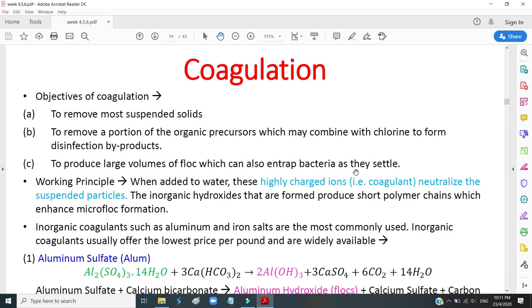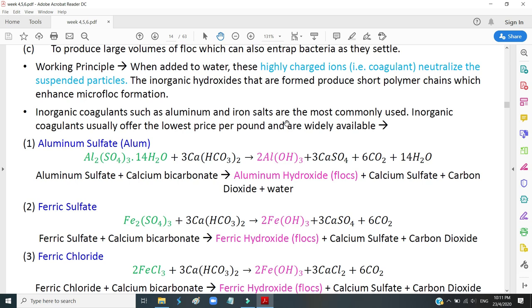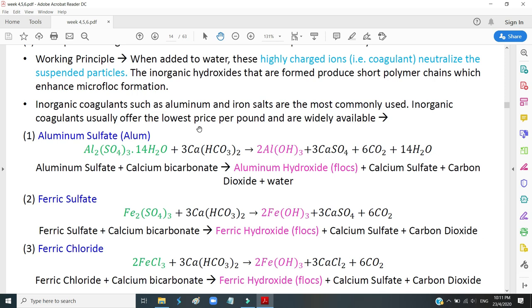And then the working principle: when added to water, this highly charged ion neutralizes the suspended particles. The inorganic hydroxides that are formed produce short polymer chains which enhance microflock formation. Inorganic coagulants such as aluminium and iron salts are most commonly used because they have the lowest price. This links to the economic application of engineering, and also they are widely available.